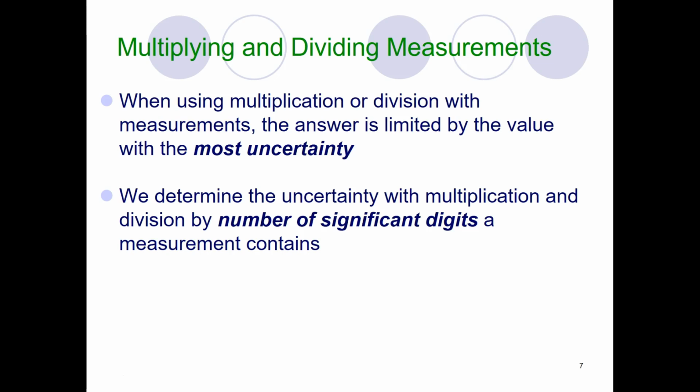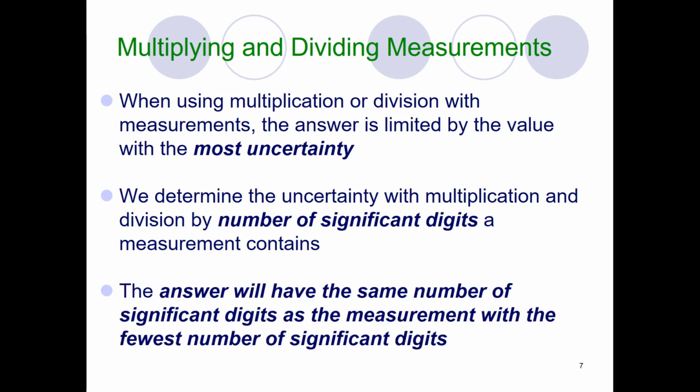So I'm going to take the first number that I'm going to multiply and count how many significant figures it has. Second number I'm going to multiply, count how many significant figures it has, then plug them into my calculator and multiply the 2 numbers. My answer is going to have the same number of significant figures, or significant digits, as the number that I multiplied that had the fewest. So let's look at that.